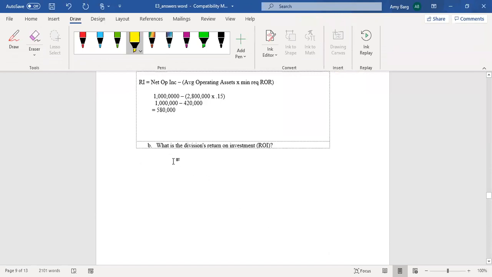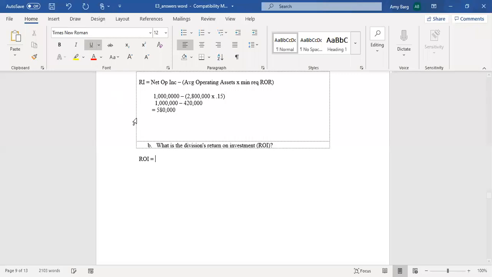So ROI is another way to compare, but this is a ratio, so you can actually compare things that aren't quite the same size. It looks at the division's operating income as a percentage of the asset base used to generate that income. So the ROI equation is return on investment, it's net operating income divided by the average operating assets.